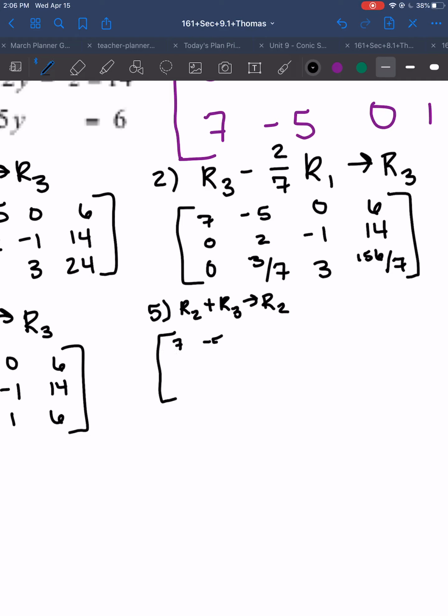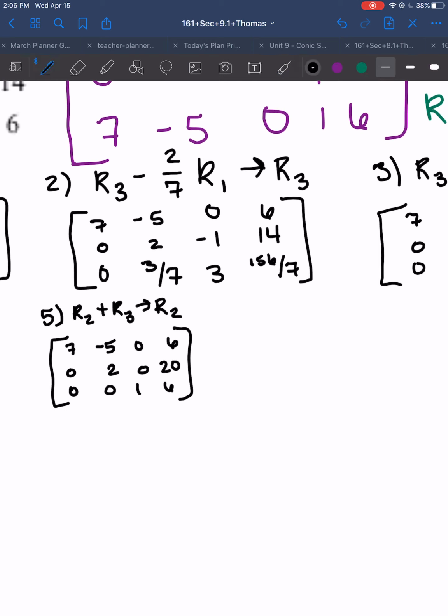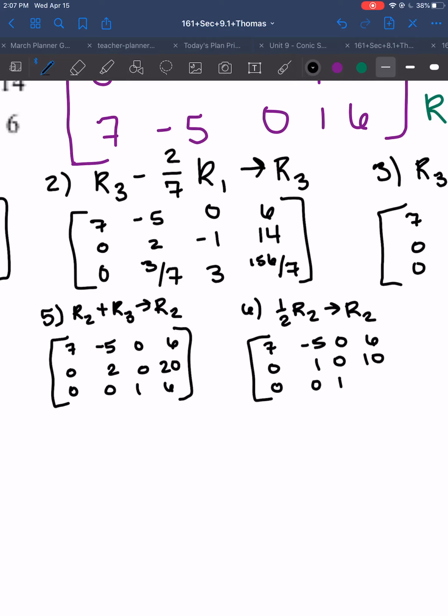7, -5, 0, 6, 0, 2, 0, 20, and then 0, 0, 1, and 6. Alright, so now I want the 2 to go away. So I'm going to take half of R2 and put it in R2. So 7, -5, 0, 6, 0, 1, 0, 10, and then 0, 0, 1, 6.